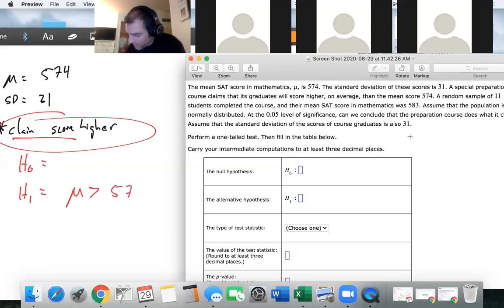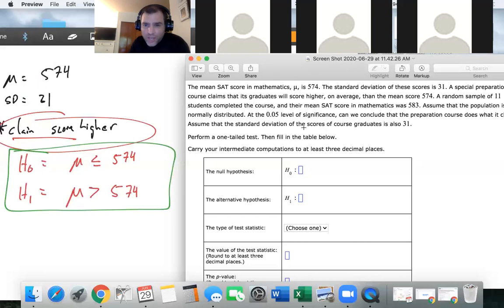574. Okay, and so when you're writing the alternative and the null hypothesis, the null is always going to be like an opposition to the alternative. Okay, so for us, the null is going to say that the mean is less than or equal to 574 is what the null is. Okay, so that's how you build these two things.